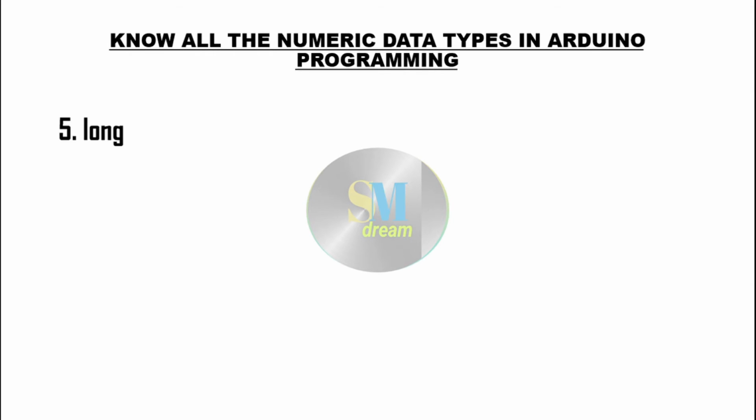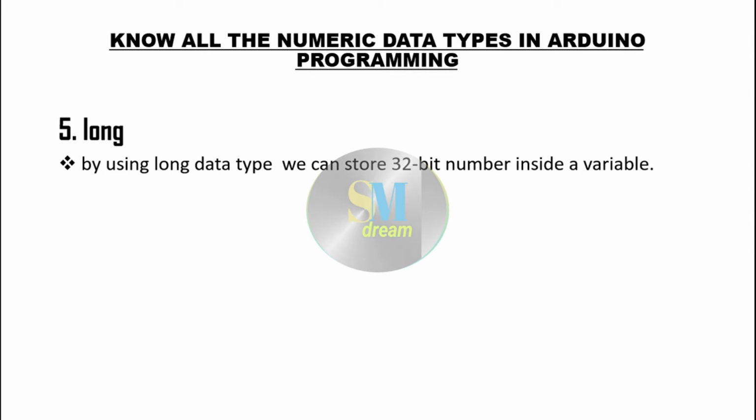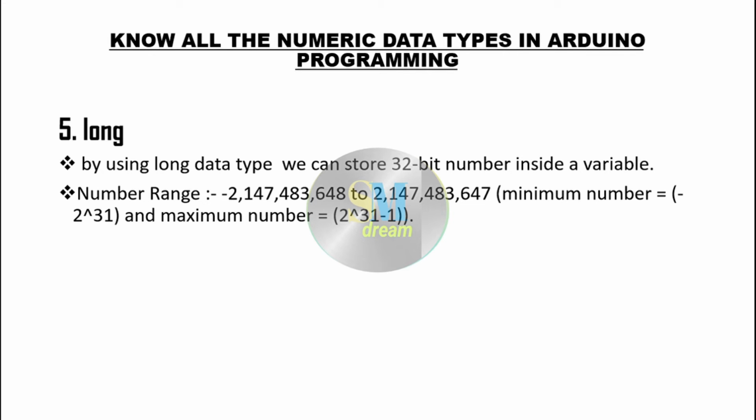So let's move on. Suppose you want to store 1,20,000 in a variable. At that time you have to use the long data type. By using the long data type, we can store a 32-bit number inside a variable. And the number range is -2147483648. You can see what a huge number you can store inside a variable.